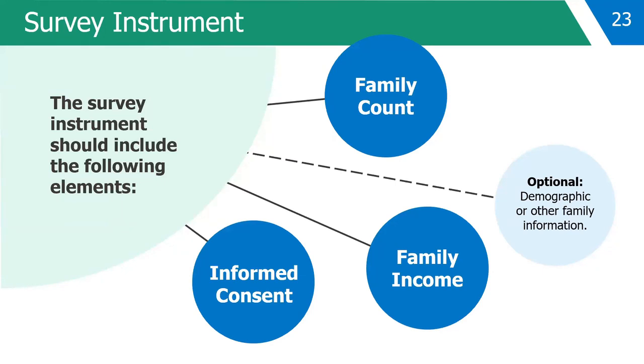So all the permanent residents in each family, and then the families in the household. So a household can have more than one family, as I mentioned before. And if you encounter that, then you want to fill out a separate survey for each family. And while asking for the income of the family is the most critical element of the survey, you may decide to collect other information as well.